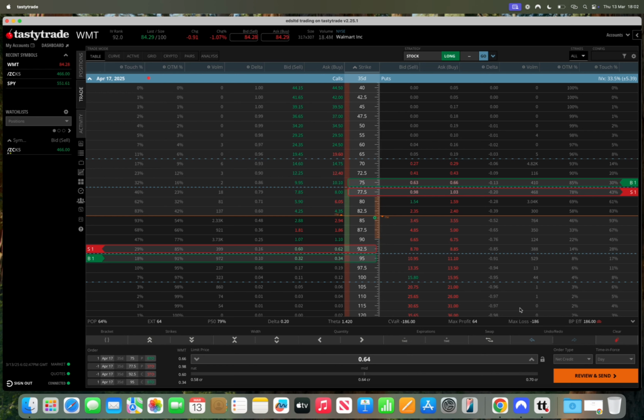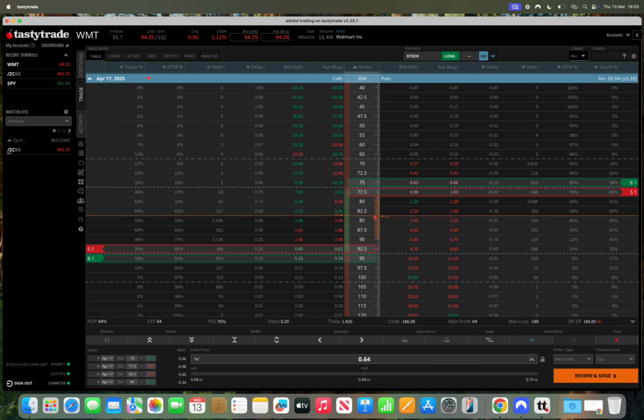Okay, our broker knows what our max loss is, and now we are only required to put up whatever our max loss is in buying power. So our buying power requirement has gone down from $1,000 to $186. So now this is much more suitable if you have a smaller portfolio. So we're going to collect $64 up front, and we are going to put up $186 in buying power.